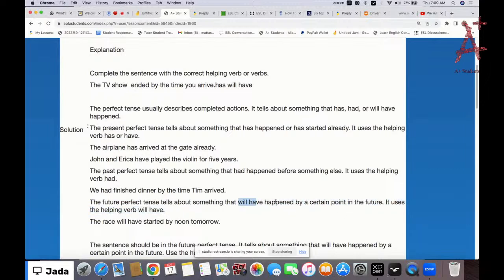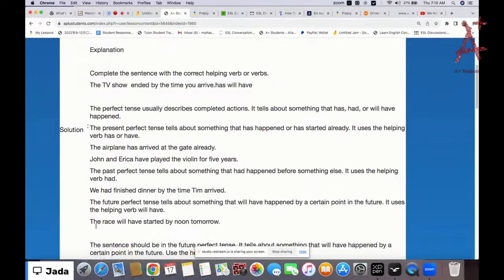So, will have happened. It uses the helping verb will have. So you can say, I will have been done with high school in 5 years time. And that's the future because 5 years is like in the future. So you're telling us I will have been done with high school by then.